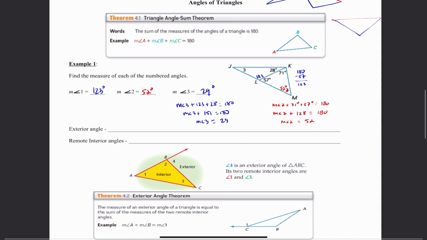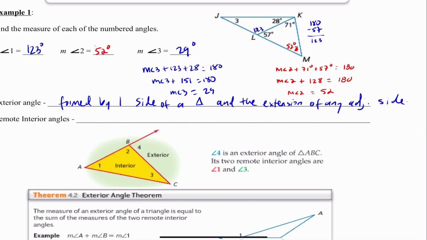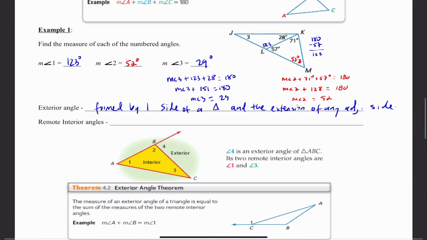Okay, awesome. So we've got some vocabulary words that you need to know. An exterior angle means that it's formed by one side of a triangle and the extension of any adjacent side. And then a remote interior angle means an angle not adjacent to the exterior angle.